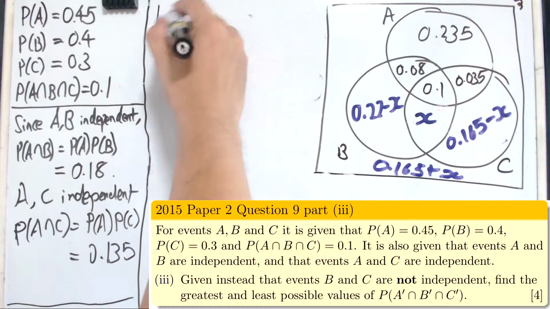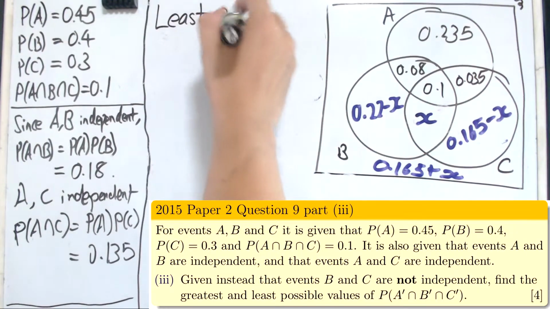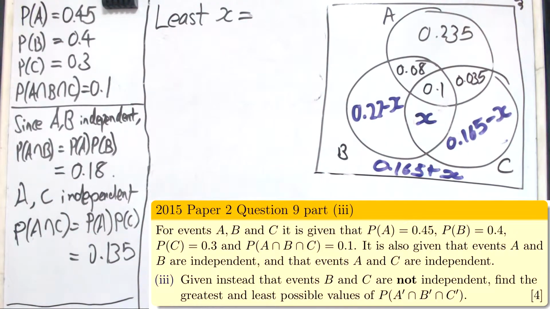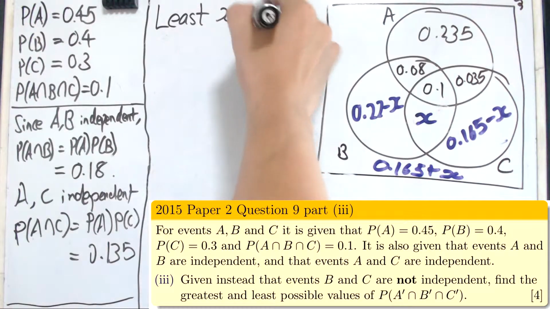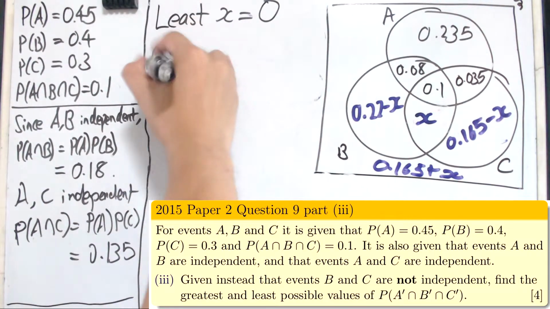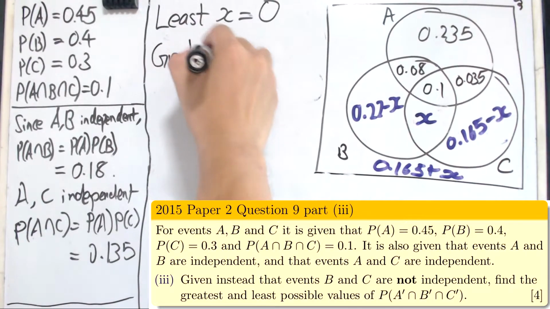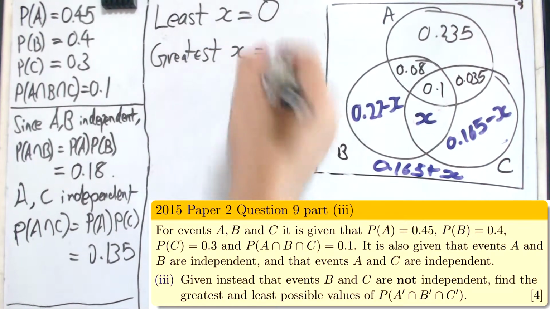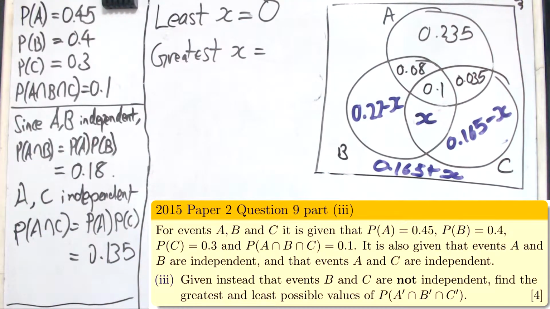What is the least value X can be? Can it be 0? Actually, for this question, it can be. If you look at these four quantities that have X inside them, filling in 0 doesn't arrive at any contradiction. So the least X is actually 0. What about the greatest X? Can X be 1? Turns out that is not valid. 0.22 minus 1 will give us a negative value. Similarly, this one will give us a negative value and this one will give us a value more than 1.